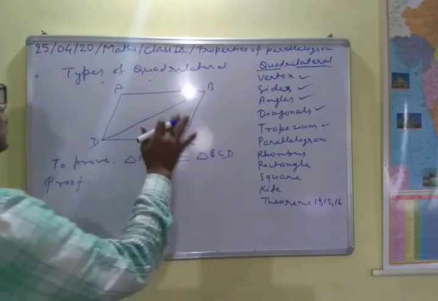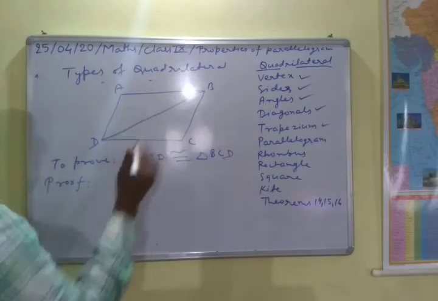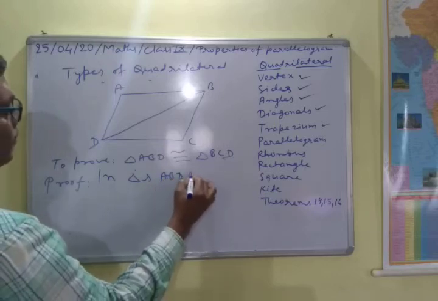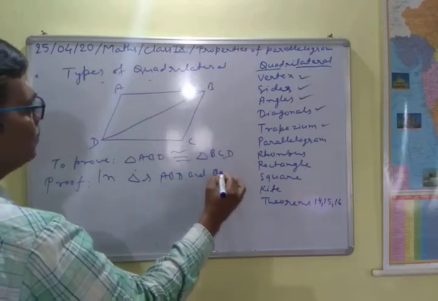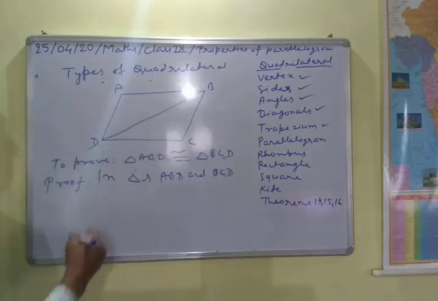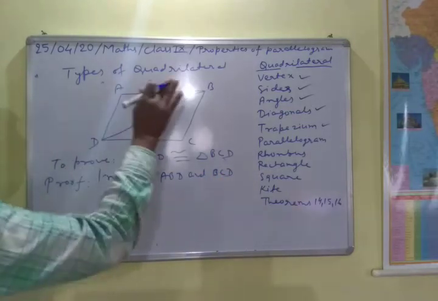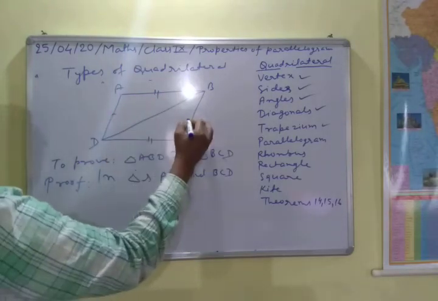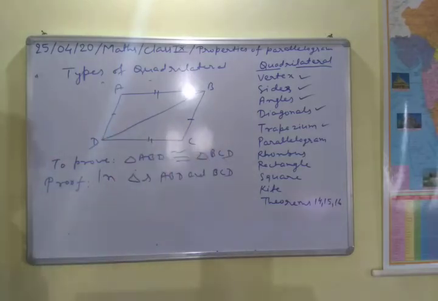So how will you prove it here first? You can see that in these two triangles, in triangles ABD and BCD, opposite sides are equal. You know that in a parallelogram the opposite sides are equal, and in a parallelogram the opposite angles are also equal. First remember the properties of a parallelogram: the opposite sides are equal, opposite angles are equal, and the diagonals bisect each other also.